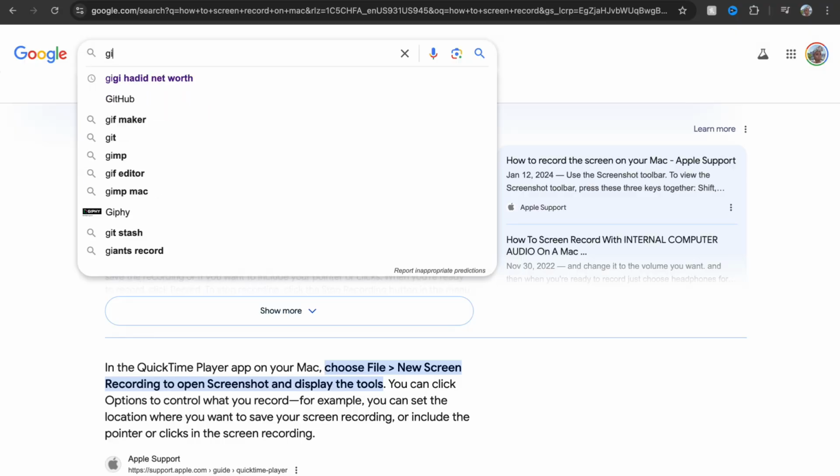Let's go ahead and dive into Google Flights. So what I'm going to do on my handy dandy MacBook is I'm going to go ahead and type in Google Flights.